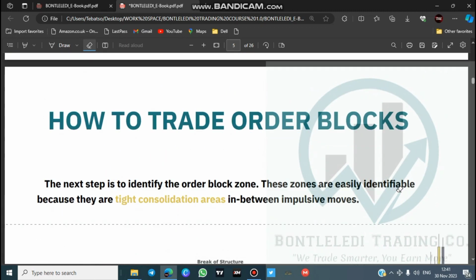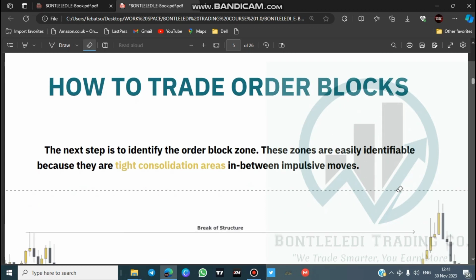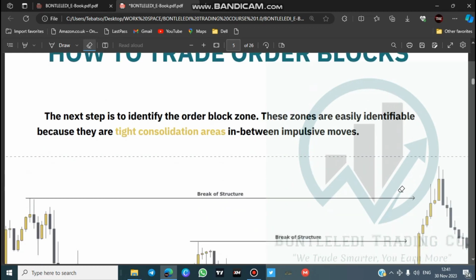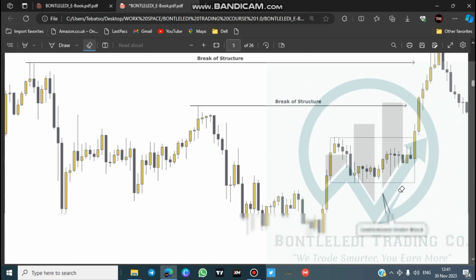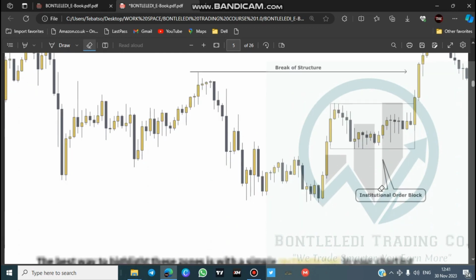Another thing is how to trade order blocks. Remember, once you've identified your break of structure, the next step is to identify the order block zone. These zones are easily identifiable because they are tight consolidations in between impulsive moves. Now, as you can look at this, do you see what I'm talking about over here?